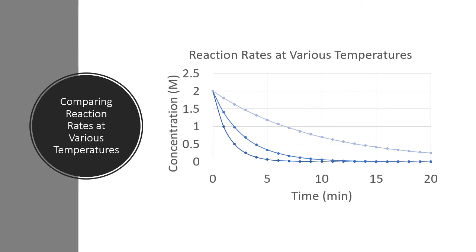In fact, we can see that just after 1 minute, half of the reactant was already used up on the dark blue line. The middle line finishes around 16 minutes, and the light blue trial is still unfinished at 20 minutes. It would have finished around 50 minutes if I extended the x-axis.